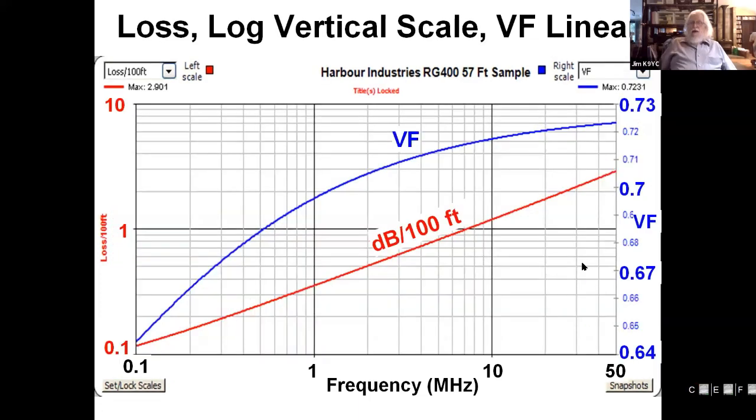Here's a plot of velocity factor and loss, but this time the loss is on a log scale. So I've got log frequency and log loss. And this is a good way of verifying that your data is good. It should look like a straight line. Here's the velocity factor. So the velocity is slower at low frequencies, and once again approaches, becomes asymptotic to whatever the published number is at VHF.